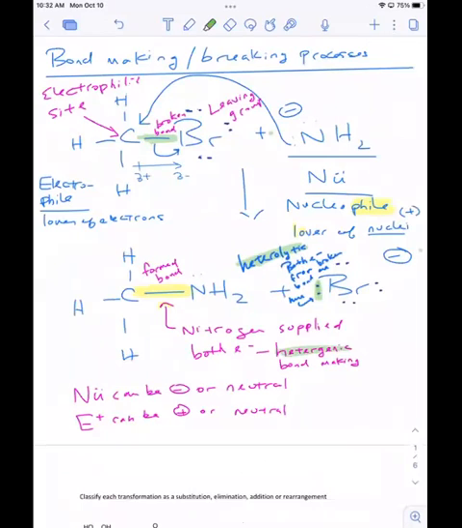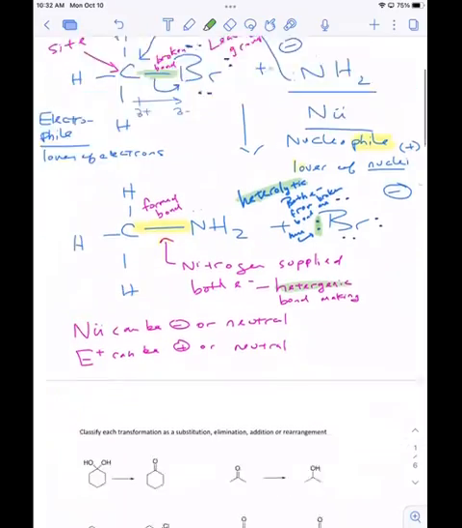All right, any questions? So we now know how to identify nucleophiles, how to identify electrophiles, what type of bond breaking and bond making processes happen, whether it be heterolytic or heterogenic. And this is an example of what we call a polar reaction.